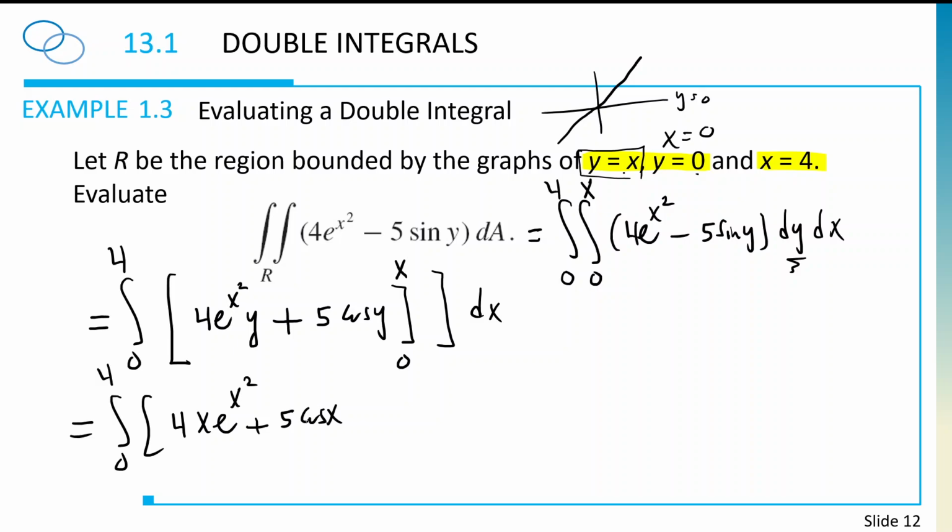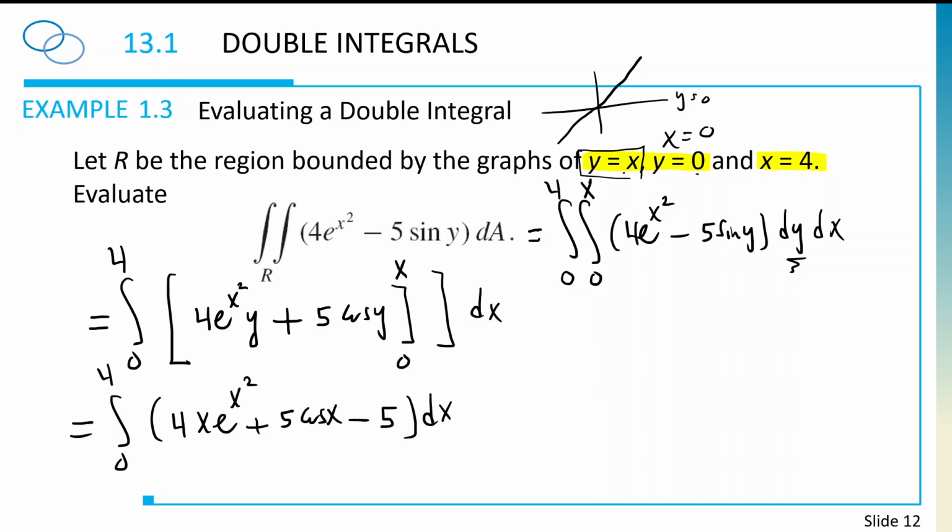Good. 5 cosine of x. Now minus 0. I need y to be 0. So here 0, it will be cancelled out this term. With y 0, this is cancelled out. Here it should be cosine of 0, which is equals to 1, minus, so this is negative 5. Now this is the function. I need to find its integration with respect now to x. After you're done with y, you need now to move to do it with respect to x.